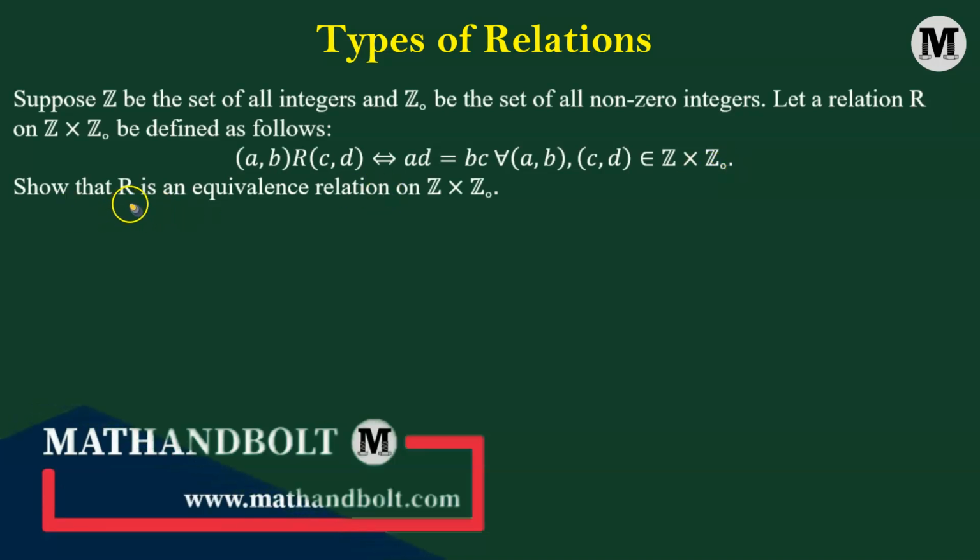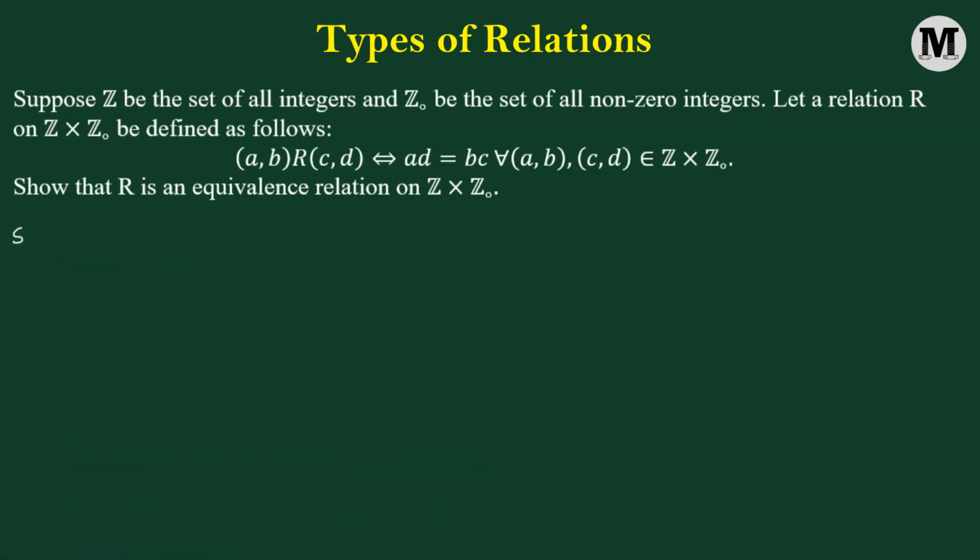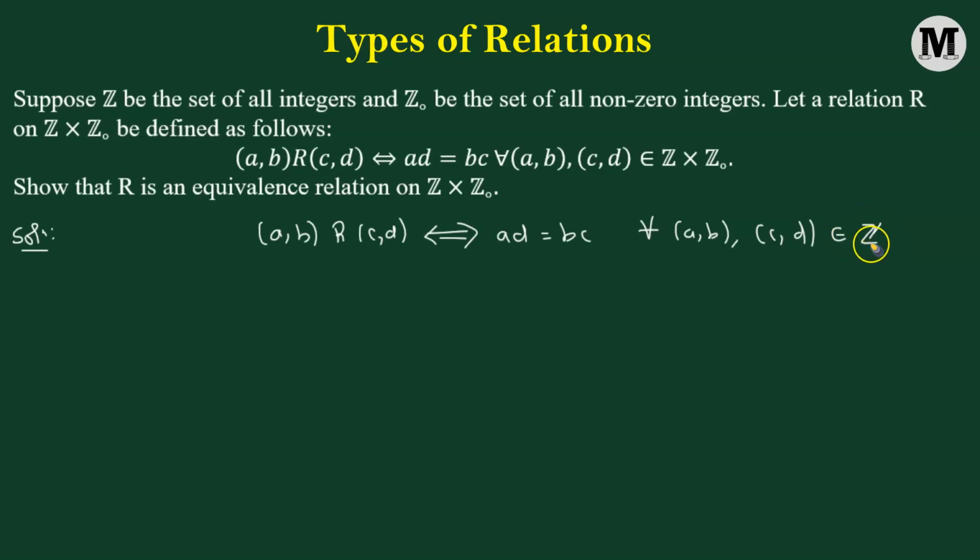Our goal is to show that the relation R is an equivalence relation on the Cartesian product of Z with Z naught. So here we have the relation R defined as the ordered pair (A, B) related to the ordered pair (C, D) if and only if AD equals BC. This is given to us, for all ordered pairs (A, B) and (C, D) belonging to the Cartesian product of the set of integers Z with the set of non-zero integers Z naught.